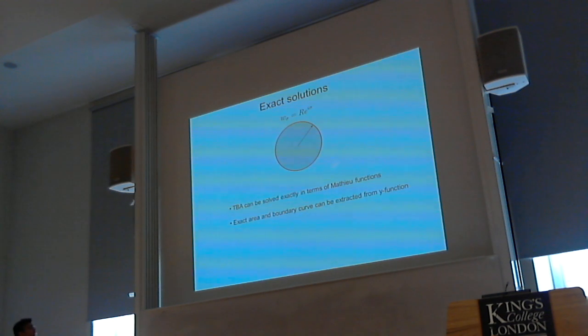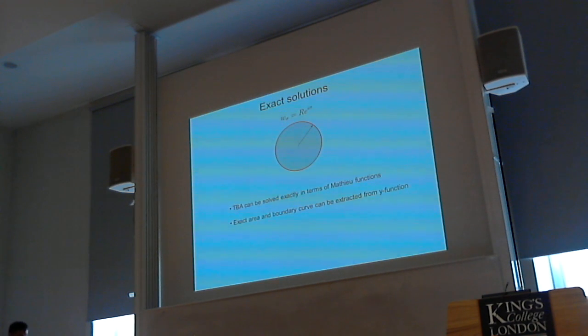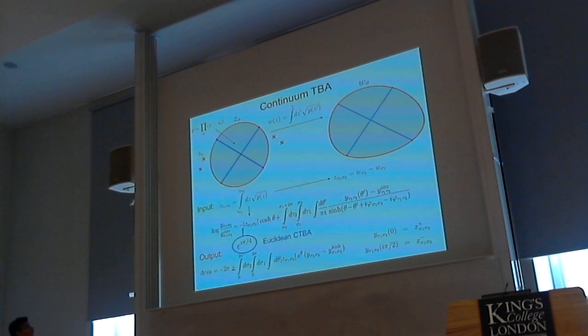The canonical example of that is when you choose this curve W of sigma to just be a circle of some radius r. So this r is a parameter of this solution. In that case, you can write the y function exactly in terms of so-called Mathieu functions, which are like an elliptic generalization of Bessel functions. The exact area and the boundary curve can also be computed in terms of these Mathieu functions. I won't write the expression for the y functions, because the cutest thing is just that the solution exists.